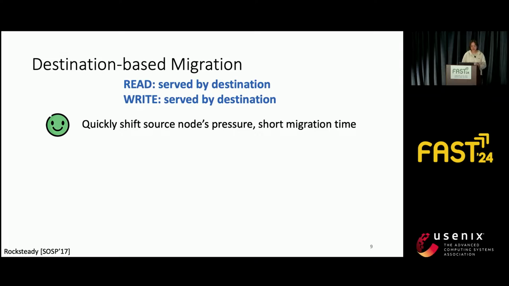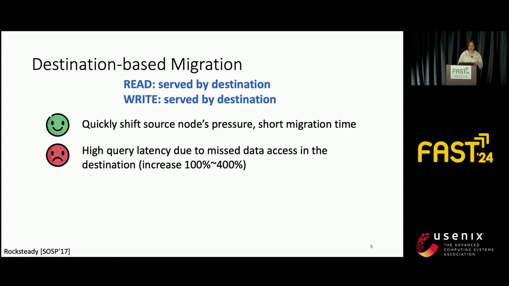It can quickly shift the source node's pressure, and thus it has a shorter migration time. However, it can incur high query latency due to the missed data access at the destination. For example, it increases the median latency from 100% to 400% compared with no migration. And for the same reason, it has low throughput.